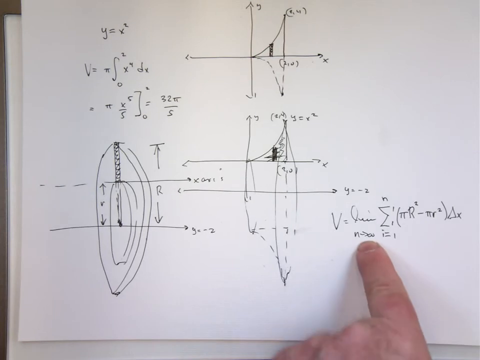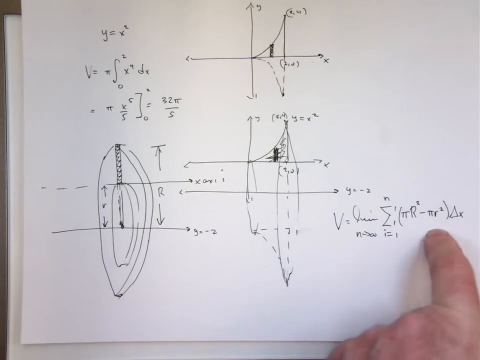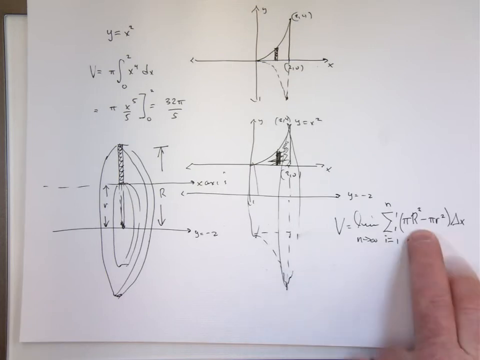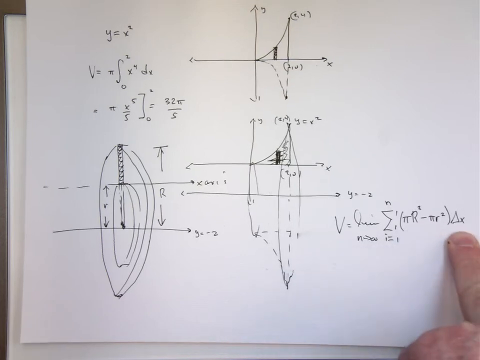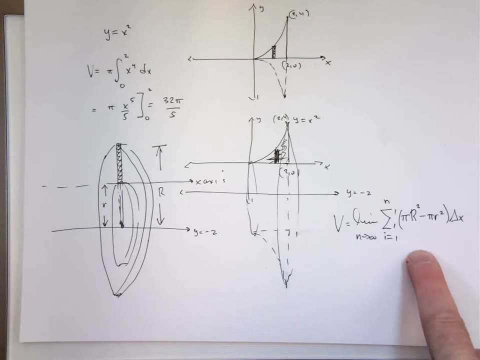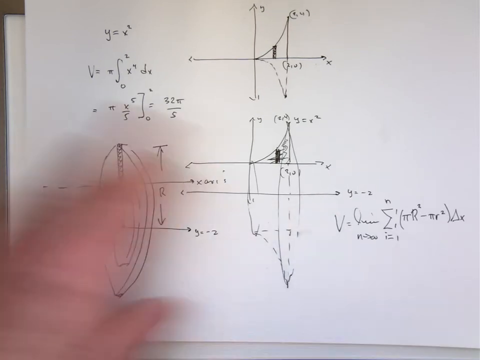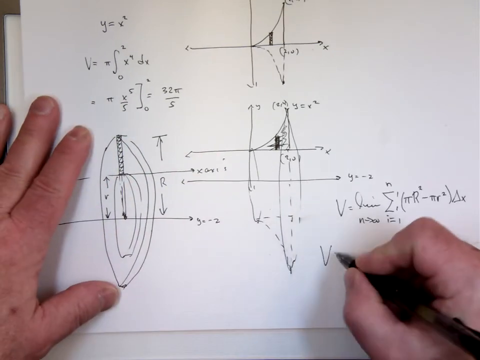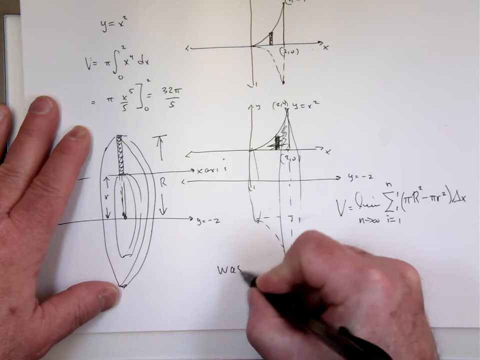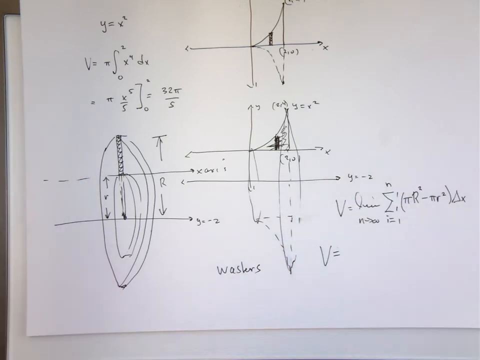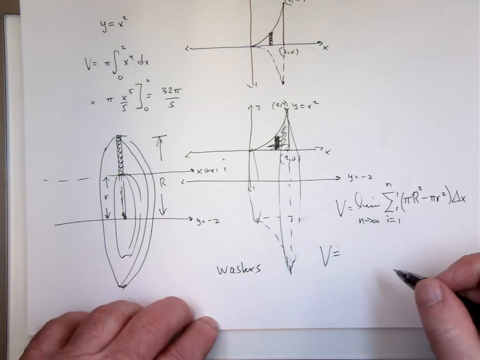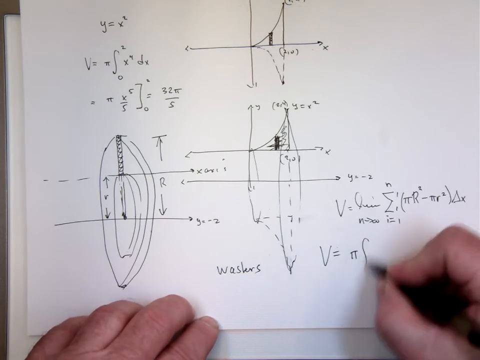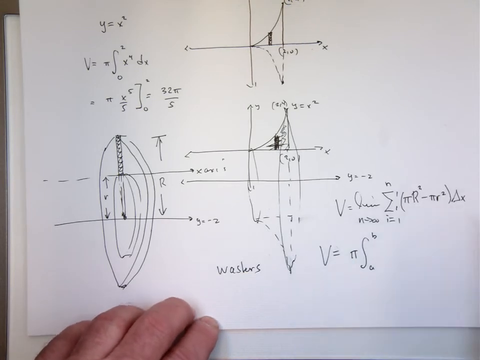The question is, do I have a Riemann sum? Do I have some function of x times a delta x? And the answer is yes, I do have a Riemann sum. And how do you do this Riemann sum? With an integral. Here's the volume for washers. The volume is equal to pi, the integral from a to b, of big R squared minus little r squared dx.